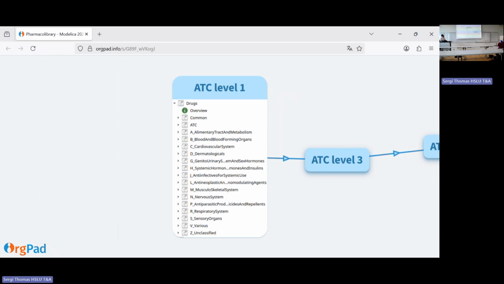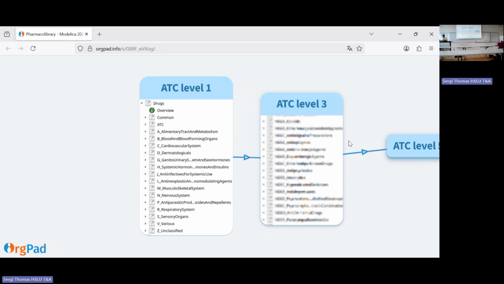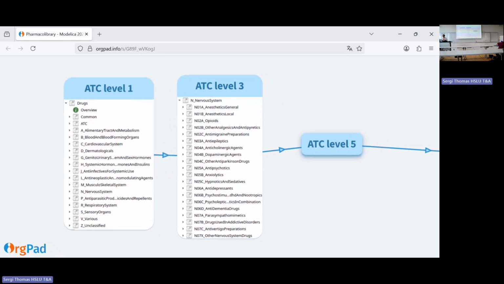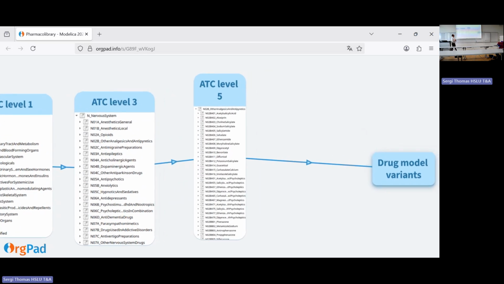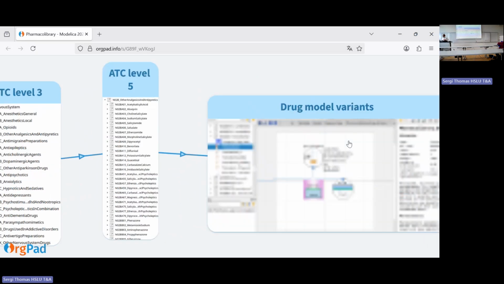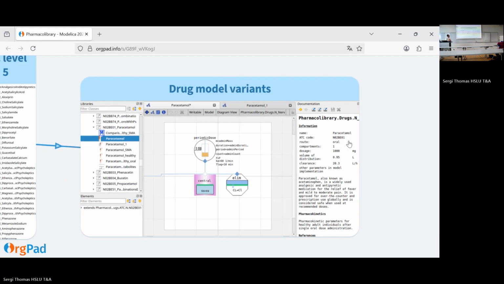So at the first level, there are 14 groups. On the ATC level 3, there are another, I don't know, 10 to 20 to 30 groups. And for example, paracetamol is in the nervous system, maybe other analgesics and antipyretics. And in this group, there are, for example, the first one is acetylsalicylic acid, it's aspirin, and the paracetamol is, I don't know, the 15th, 16th.